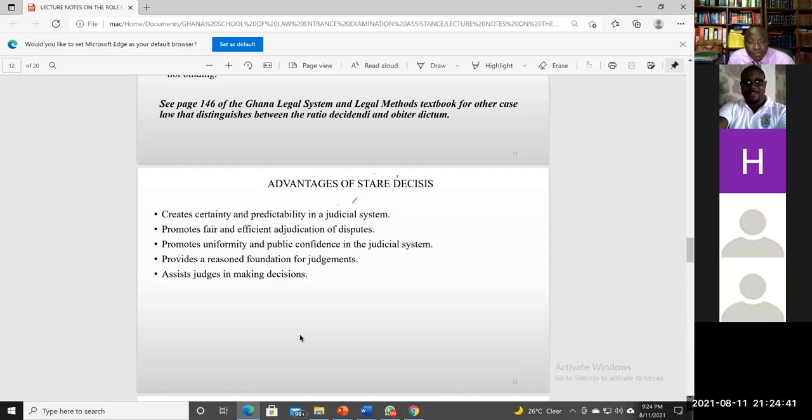And again, it provides a reasoned foundation for judgments. Judicial precedent enables judges to account for why they came to a certain decision. I've come to this conclusion because in a similar case, XYZ, that was how it was resolved, and it's just like what I have. Or this case before me is somewhat different from the similar case which happened. That is why I have come to a different conclusion. We're able to provide a reasoned foundation or justification for making judgments.